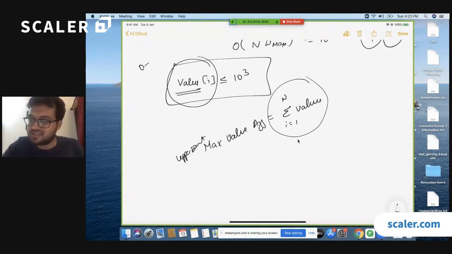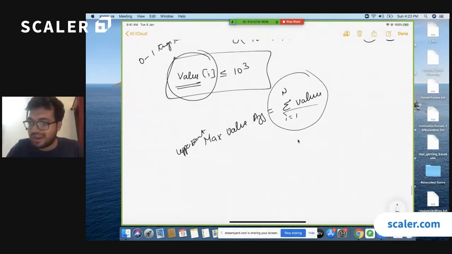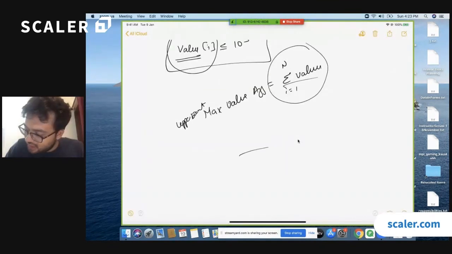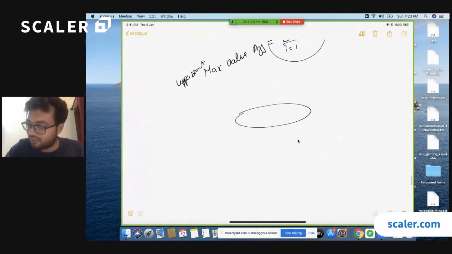Let's assume this is 0-1 knapsack. I am selecting every single item, and the maximum value that I can get is the summation of all the values, right? Now, let me define my problem this way. The recursion tree still looks the same: you have i, you have a value aggregated, and you have a weight available.